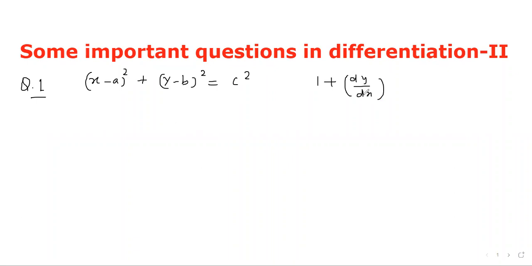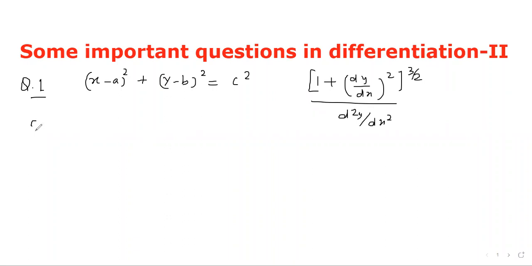The more important questions in differentiation. Question number 1. Question 1 says we are given (x minus a) whole square plus (y minus b) whole square equal to c square. We have to prove that (1 plus (dy by dx) whole square) whole power 3 by 2 divided by d2y by dx2 is independent of a and b.